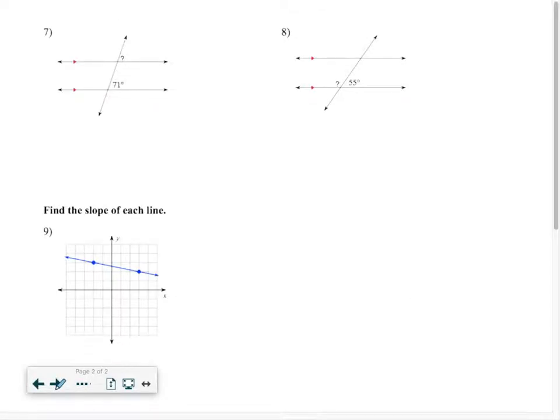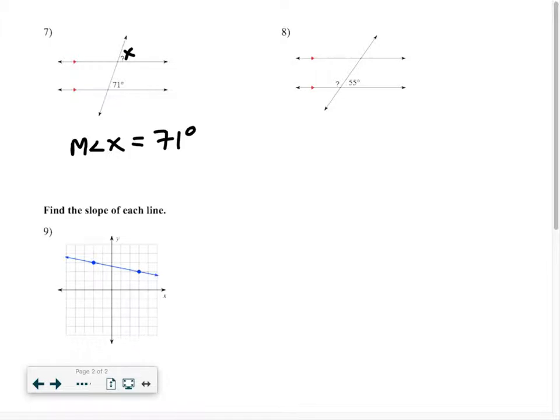Right, so 7 and 8, we're continuing with the same type of problem. We've got parallel lines cut by a transversal. Here, this angle we're looking for, again, just call it X. How is x related to 71? Those are corresponding angles, and the corresponding angle theorem says that corresponding angles are congruent. So x would be 71 degrees.